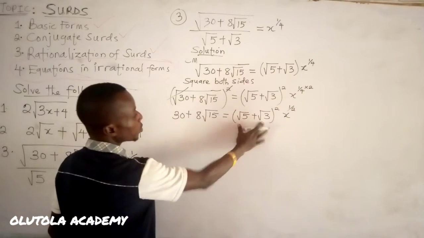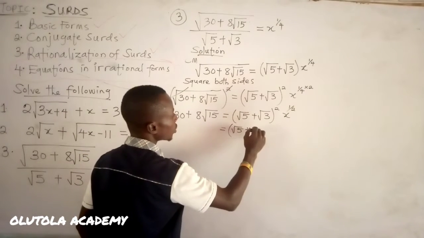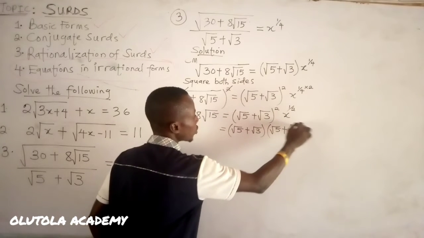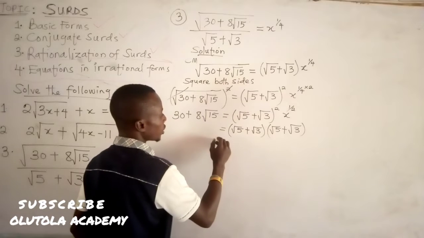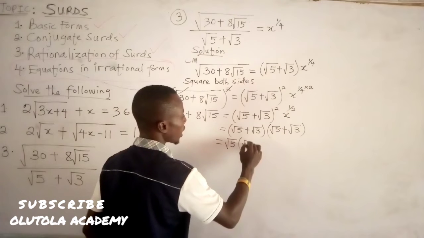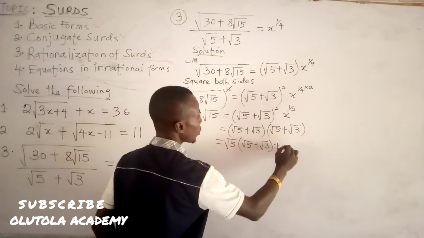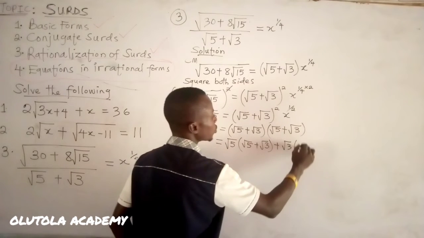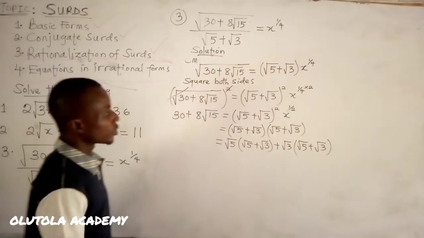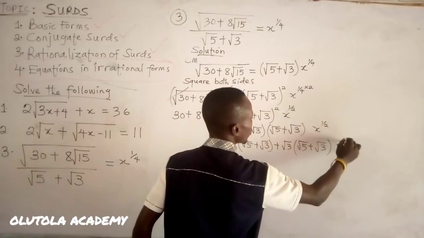We are going to expand this. We have (√5 + √3), then another one, (√5 + √3). So we open it up. We have √5 into √5 plus √5 times √3, then √3 times √5 plus √3 times √3. But this will also remain x^(1/2).